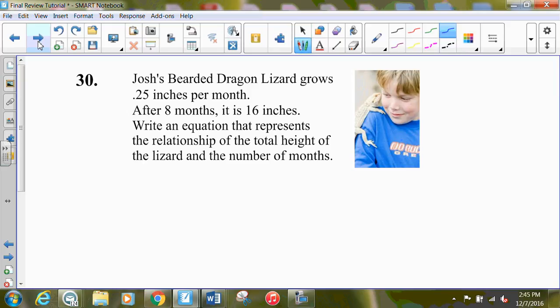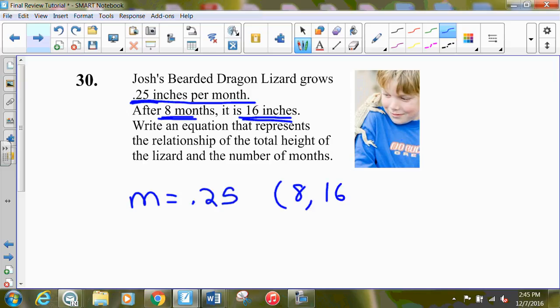tutorial. Okay, so we've got a rate, right? 0.25 inches per month. That's our slope. That's our rate of change. And then they give us a point. After 8 months, it grows 16 inches. That's a point. The time goes first, 8 months, and the distance or the measurement goes second at 16 inches. And yes, you've got it.